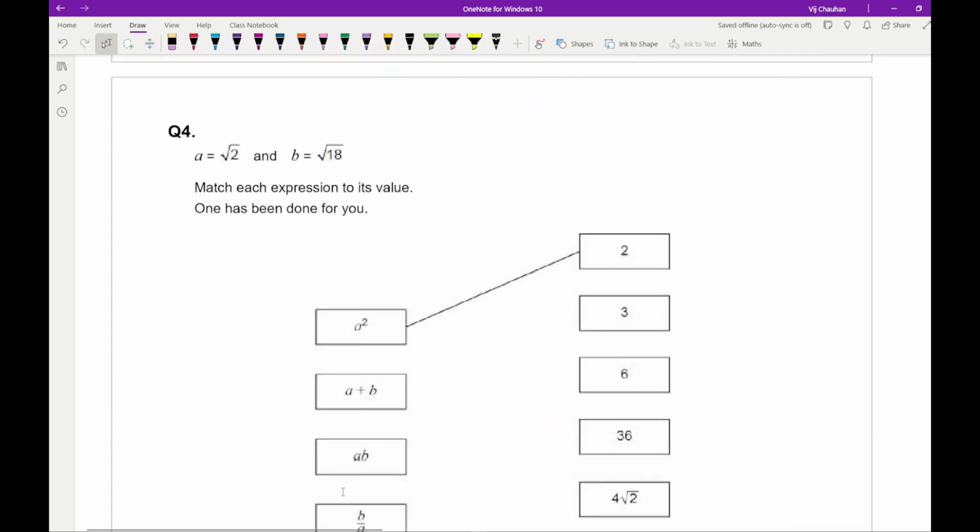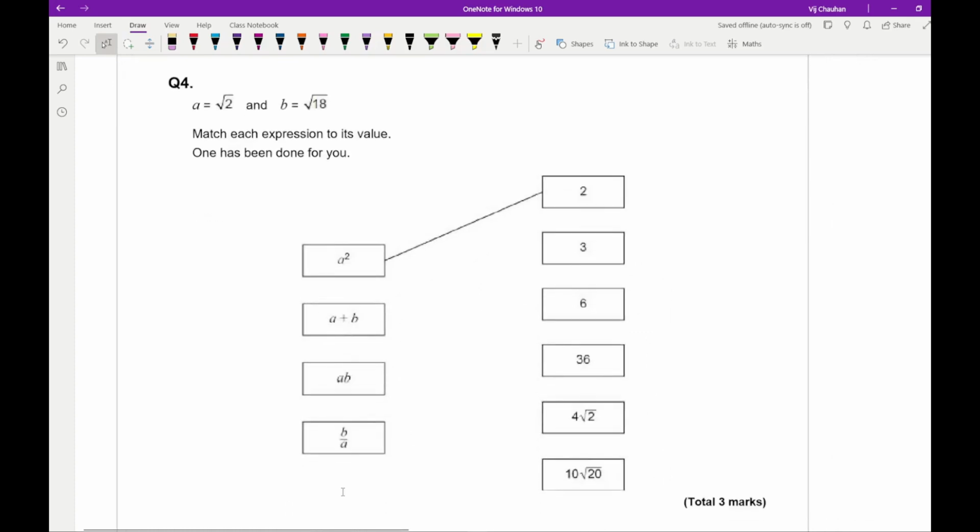Moving on to question 4, it says A equals root 2 and B equals root 18. Match each expression to its value. 1 is done for you. So if I just zoom out, here is our options. Now one thing I noticed straight away is that root 18 can be simplified. So root 18 is the same as root 9 times root 2, which is 3 root 2. Now again, to make life easier, I will probably use B equals 3 root 2. So let's go for this one here.